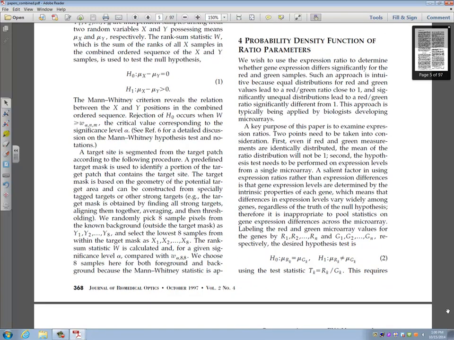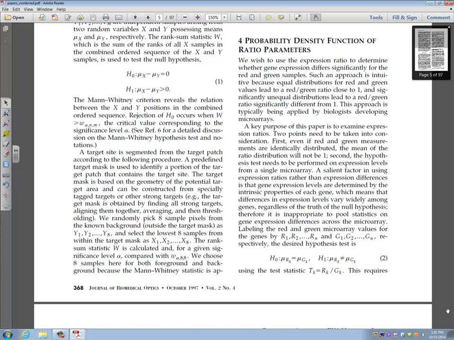So a target site is segmented from the target patch according to the following procedure. A predefined target mask, defined from before, is used to identify a portion of the target patch that contains the target site. So this is given to you from before. That's what I was saying before too. The target mask is based on the geometry of the potential target area and can be constructed from specially tagged targets or other strong targets. For example, the target mask is obtained by finding all strong targets, aligning them together, averaging and then thresholding. So you'll use some other method. There's not much statistics involved in it.